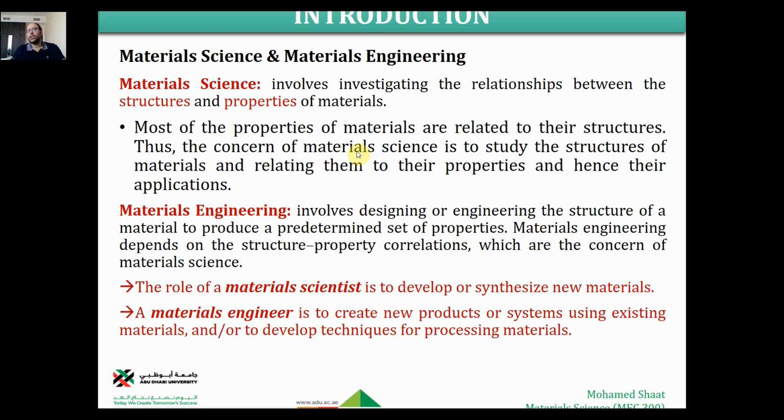engineering. So what is material science? As a definition, material science involves investigating the relationship between the structure and the properties of the material. So what does this mean? It means, very simply, that if you are able to find a relation between the material structure and how this material structure would affect the properties of the material, this is material science. The main objective of a material scientist is to find this relation.